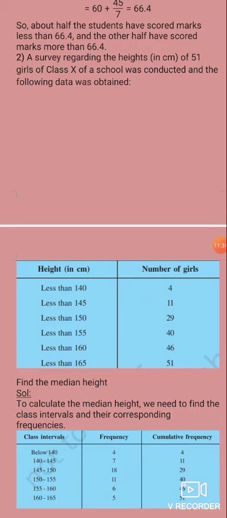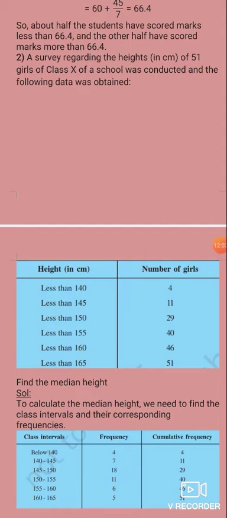Now at last we can write the frequency. The first one is the same frequency itself. To get the second frequency, 7, we subtract 11 minus 4 is equal to 7. Then to get 18, 29 minus 11 is equal to 18. Then 40 minus 29 is equal to 11. 46 minus 40 is equal to 6. 51 minus 46 is equal to 5.